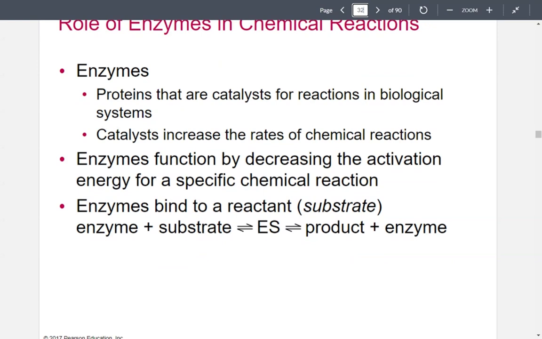So enzymes are going to bind to a reactant or substrate. Enzyme plus a substrate is going to equal something we call ES, which is when they're bound together. And that is going to, when they separate, give us a product and the enzyme again. The enzyme is not consumed in this reaction, in this process.